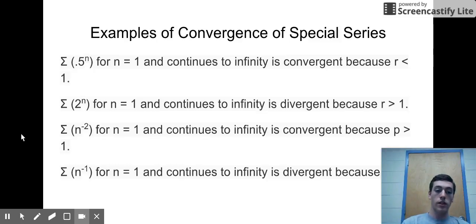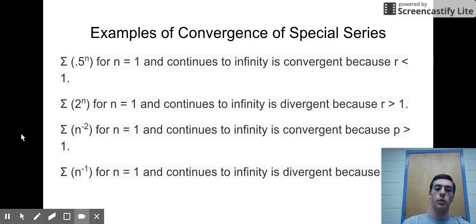Now for p-series, we have the sum of n to the negative second power, or 1 over n squared, for n equals 1 to infinity, and that is convergent because if it's n to the negative p, then negative p equals negative 2 and p is 2, and since p is greater than 1, it converges.